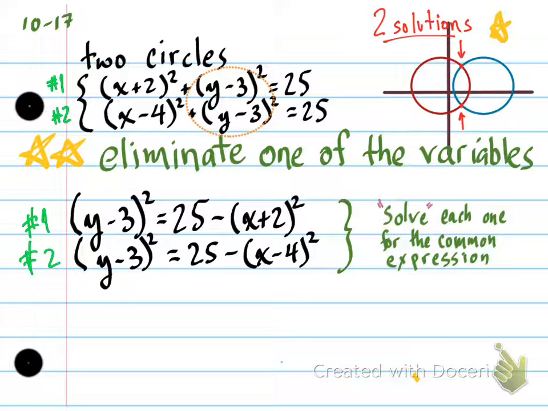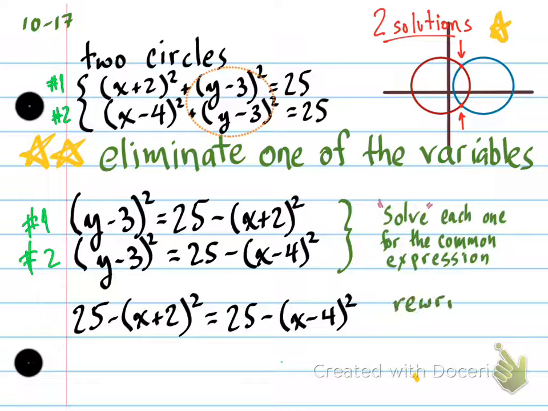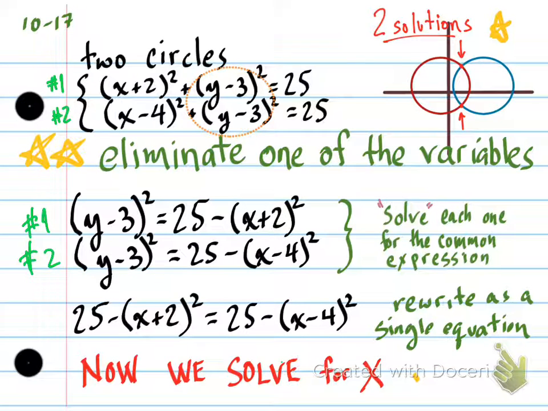So we isolate that common expression, and then we can use the right side of each equation and set those parts equal to each other. This is our technique for combining the two equations into a single equation with only one variable, and now we are ready to solve for x.